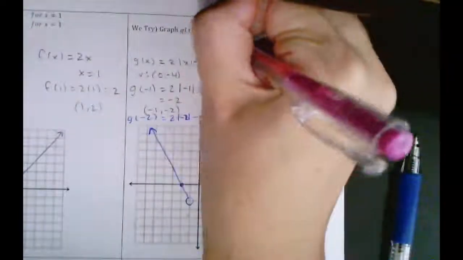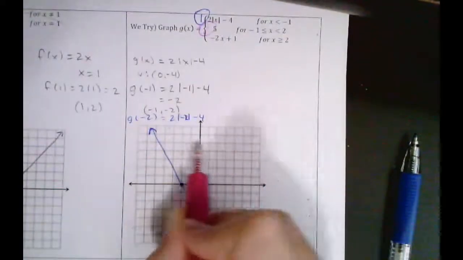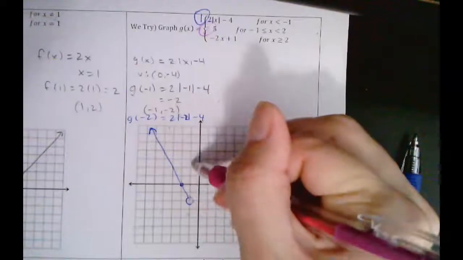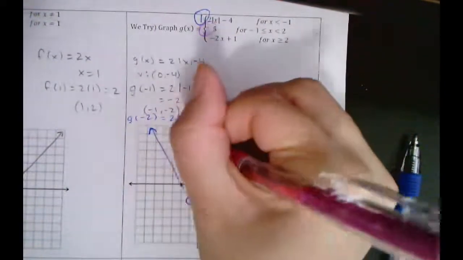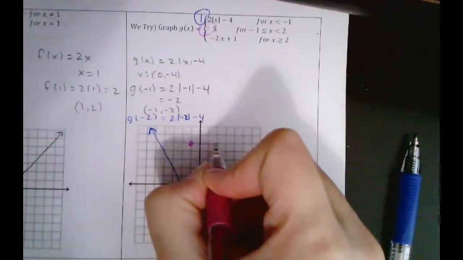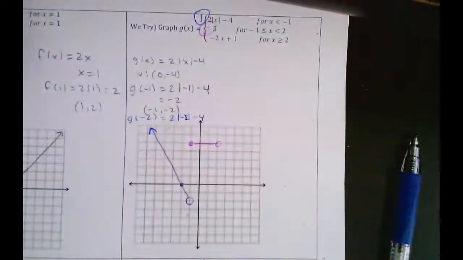All right, so then the middle piece is a constant. So we're going to graph the constant function 5, which is right around here, for values between -1 and 2. So -1, 5 would be here. And we're going to go all the way up to 2, but we're not including 2. That's our middle piece.